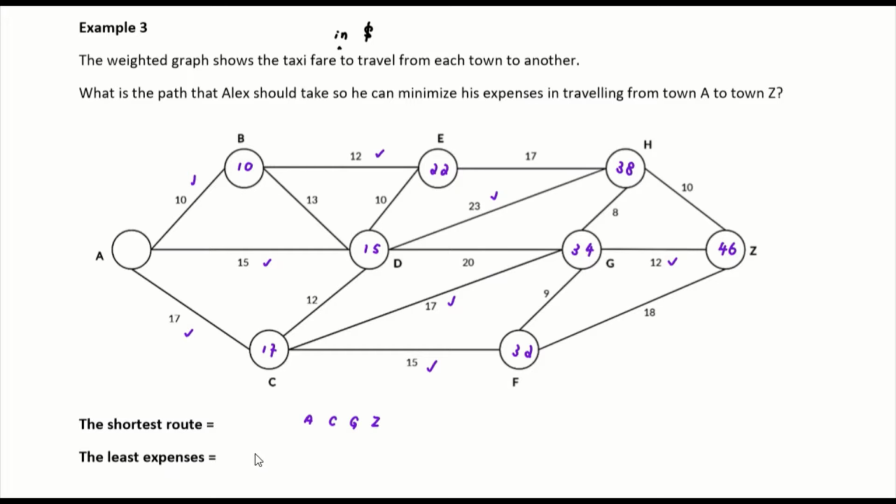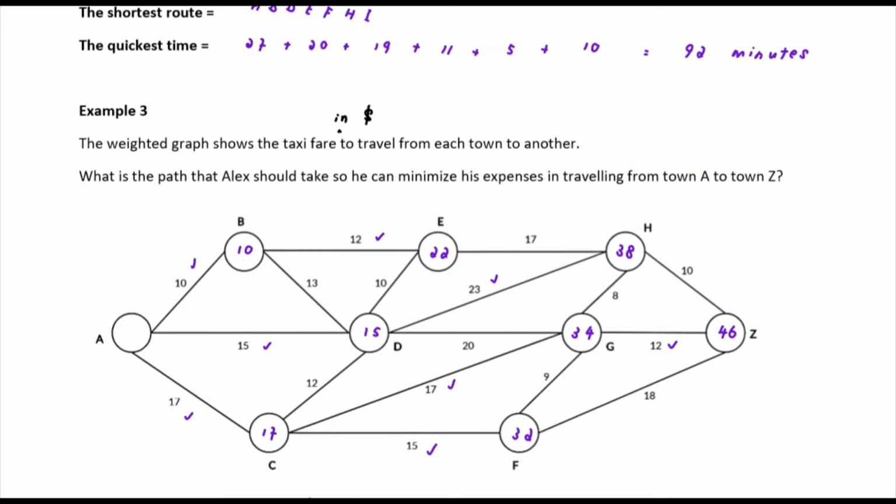Then when I try to find out the least expenses, remember, just copy down everything again. So 17 plus 17, and then plus 12. Okay, and that gives us $46. All right, it's good that you try to check again with the network that you have. All right, I hope that is quite simple. Okay, so now let's move on to the last example.